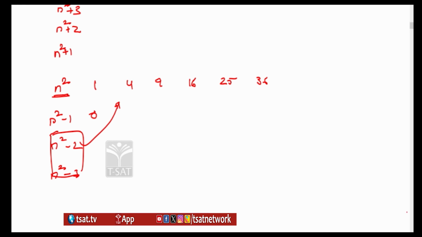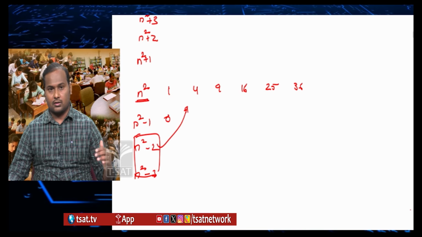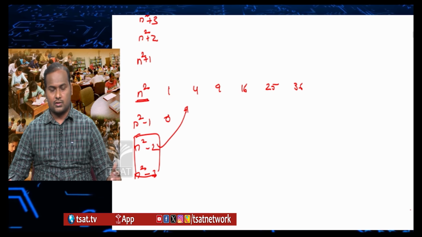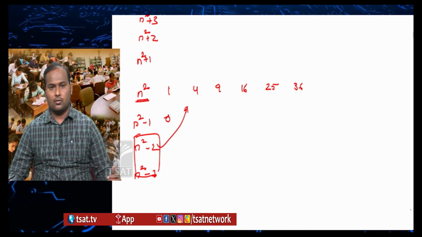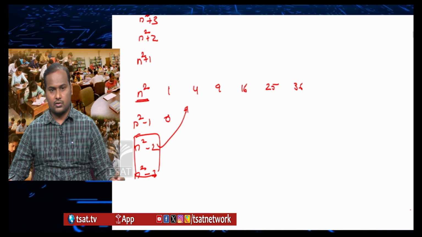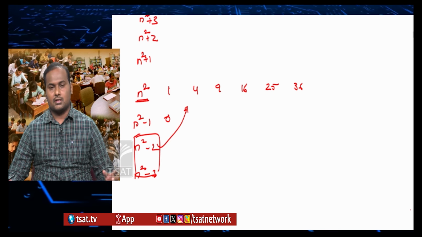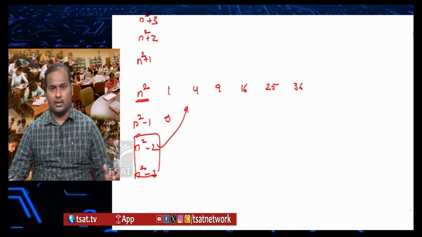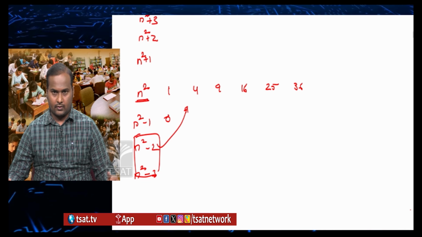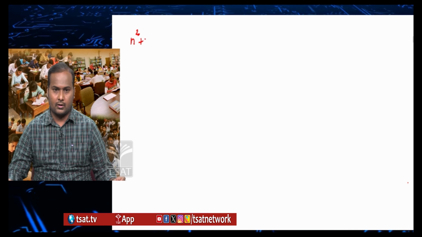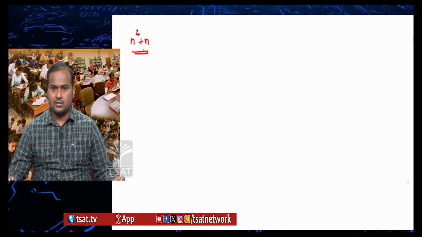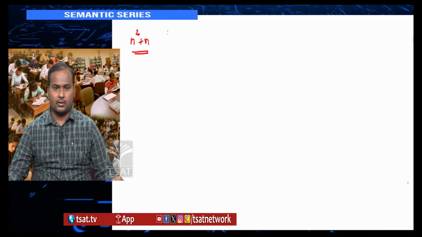So, one needs to make notes of all the squares, that is n square plus 1, n square plus 2 and n square plus 3. In the same way, make notes of n square minus 1, n square minus 2 and n square minus 3, and just keep it in mind. Whenever you see it in the examination, you will get the answer very fast. N square plus n is very, very important in the examination. The n square plus n pattern is very, very important.